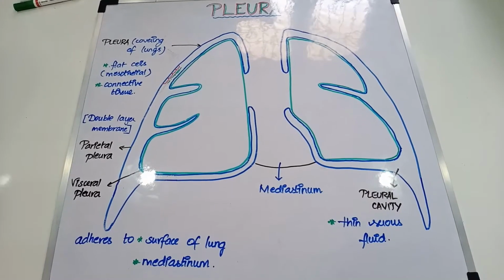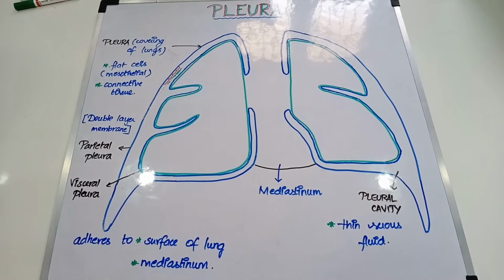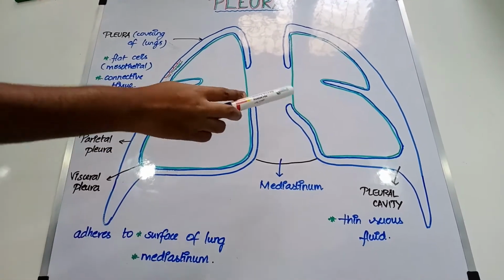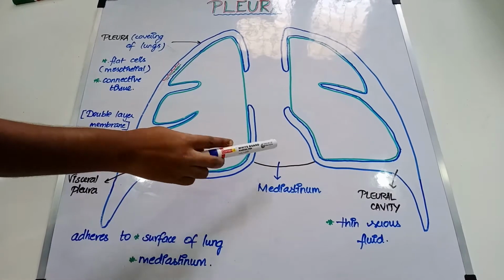In this video we'll see about pleura. What is pleura? Pleura is a double layered membrane which covers the lungs. These are the two lungs and the median part is the mediastinum.